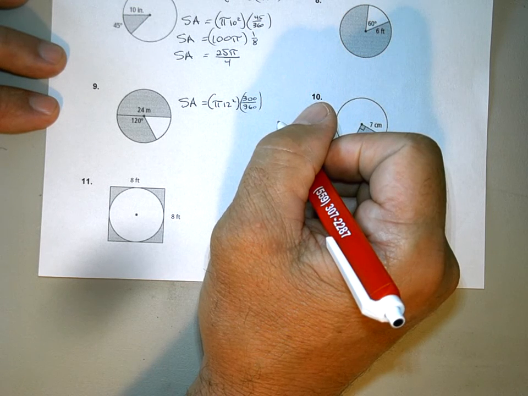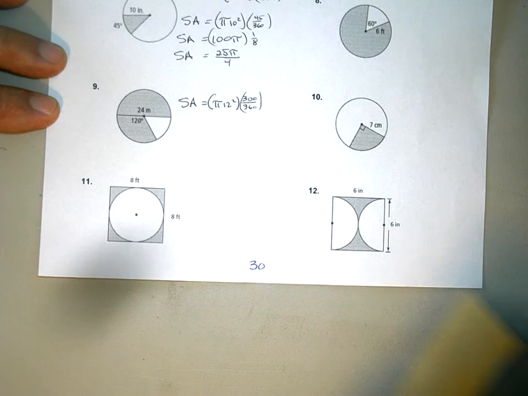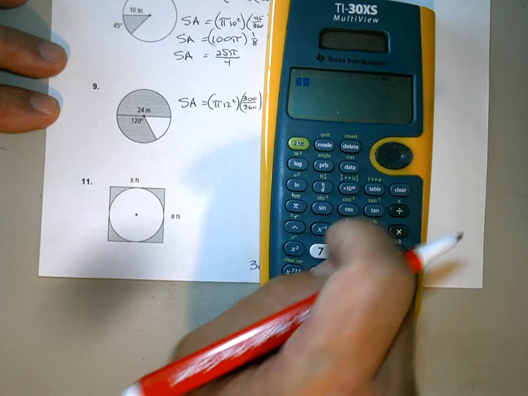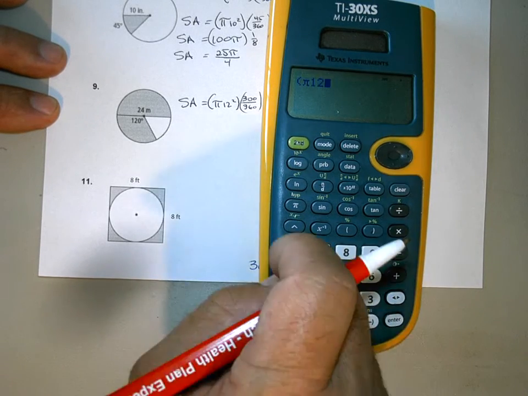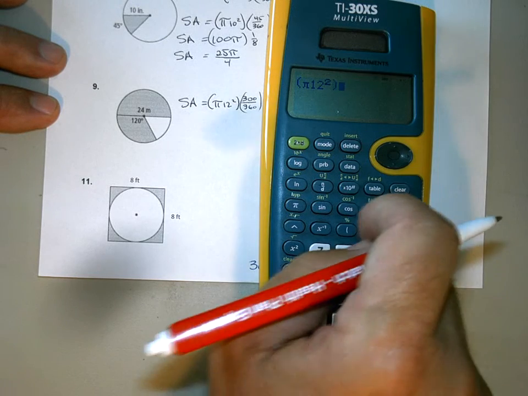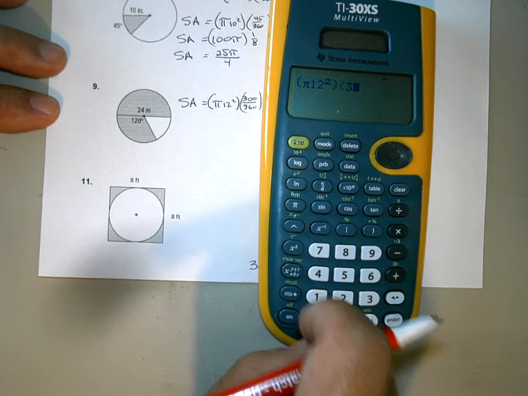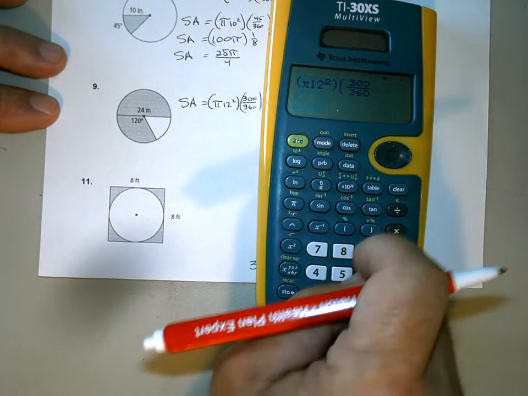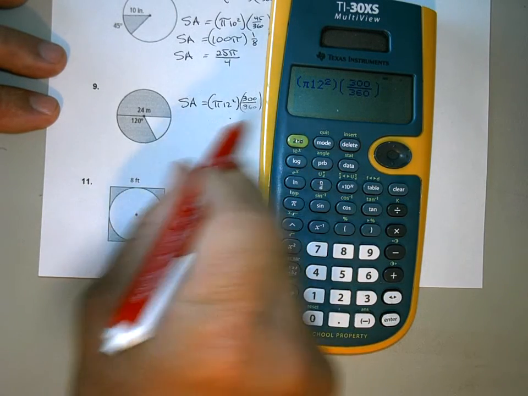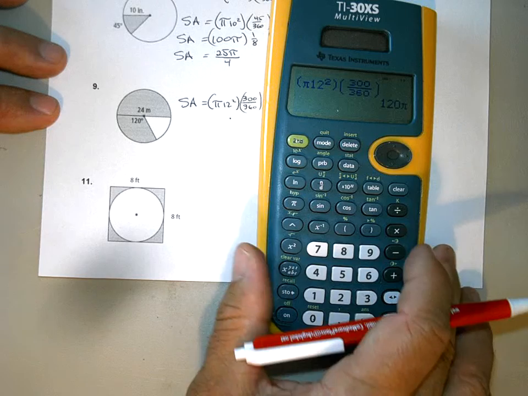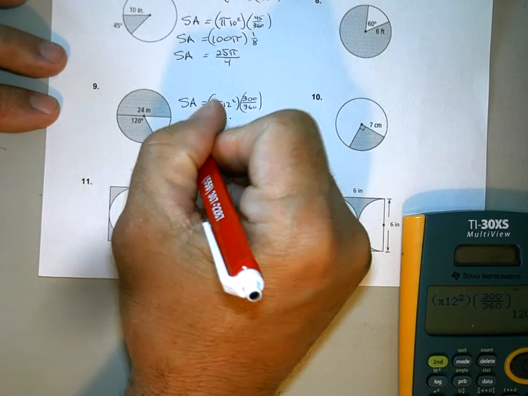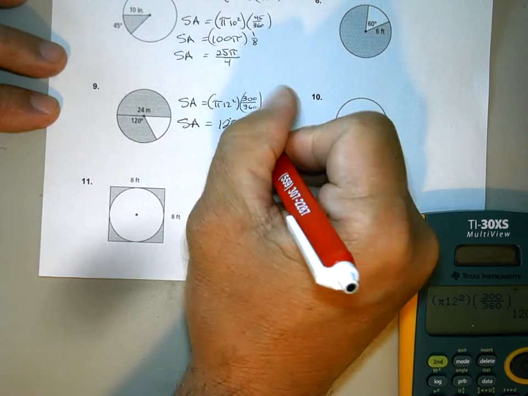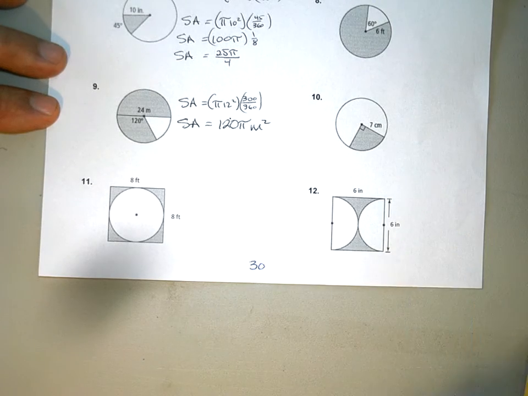Okay, so let's see. Let's put this one in the calculator. We could probably do it in our head pretty easily, but this is pi times 12 squared times 300 over 360. Looks just like our paper. Enter, and we get 120 pi. Pretty easy. And remember, this is meters squared because it's area.